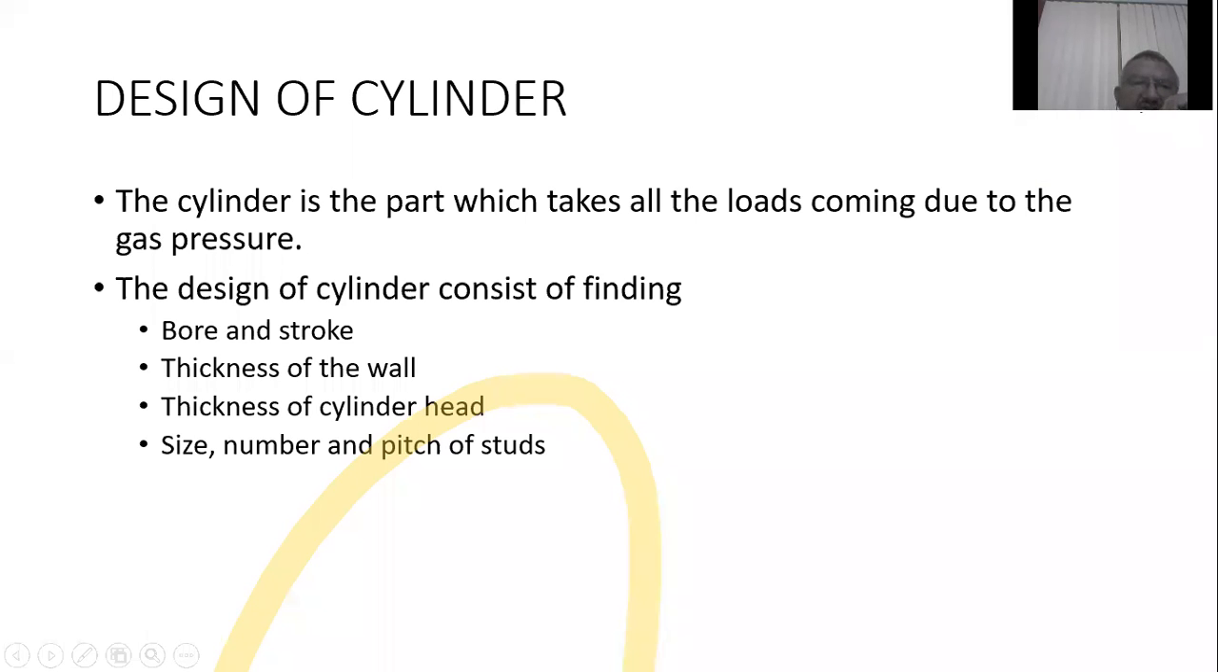Now the design of the cylinder consists of, first, finding the bore and stroke of the cylinder based on the power, that is the indicated power. Then we get into the wall thickness of the cylinder, then the cylinder head. Cylinder head we first consider as a thin sheet or plate. We cover the cylinder with that plate, and on the plate we usually build all these items. So when we find the thickness of the cylinder head, we keep that as the minimum thickness.